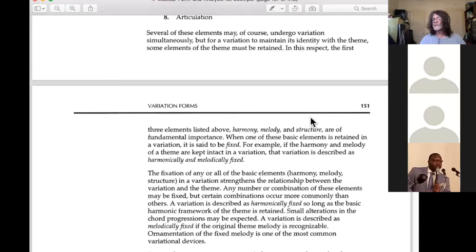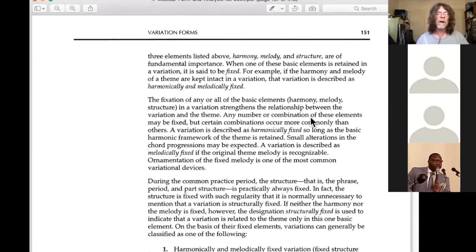Or it just is structurally fixed. It has the same structure, all right? But it doesn't have the harmonic portion the same or the melodic portion the same, but the same structure. And the structure would be how many measures it is. Is it in two parts? You have part 1 and part 2, but that's structure, all right? So these things came along.